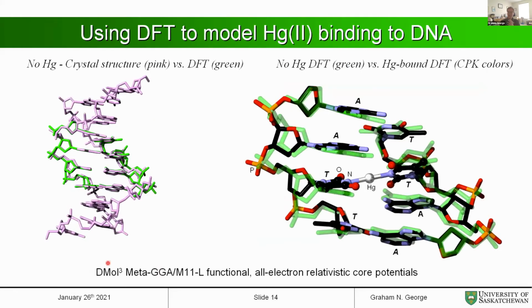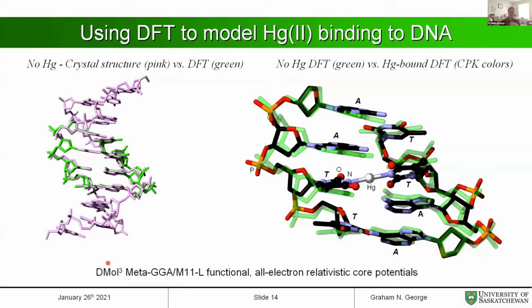Now I want to change gears a little bit and think about DNA itself. So we've looked at the spectroscopy of a model system, and now I'd like to think about DFT modeling of mercury 2 binding. The first thing we tried was a DFT calculation on a small piece of DNA.